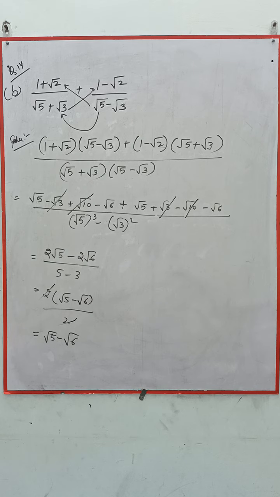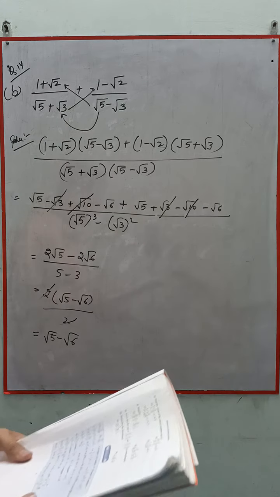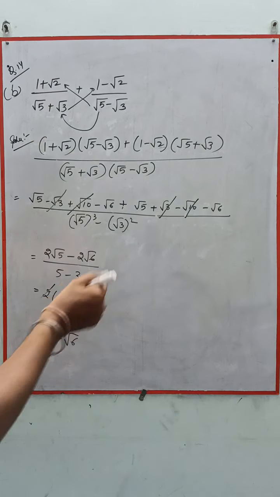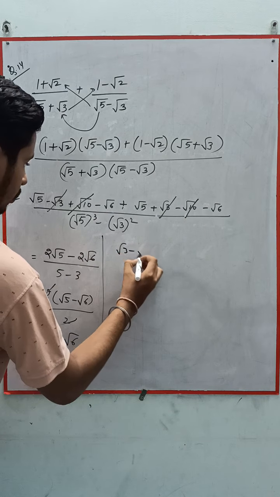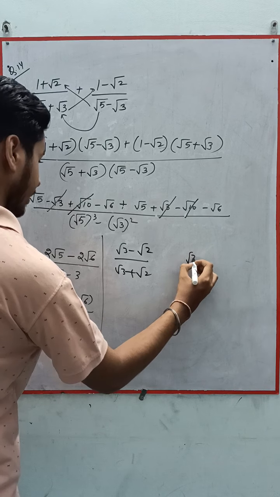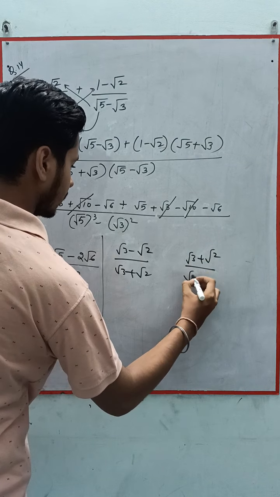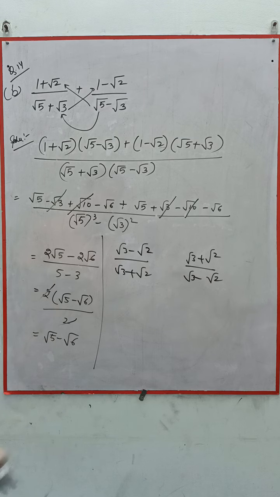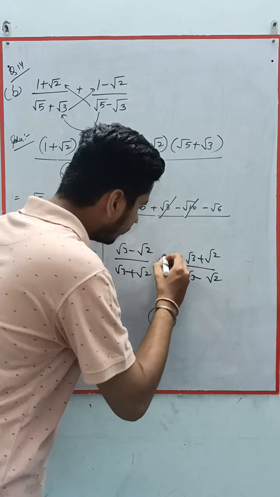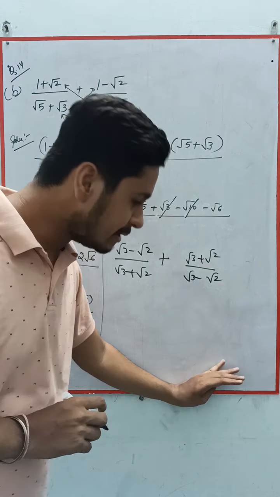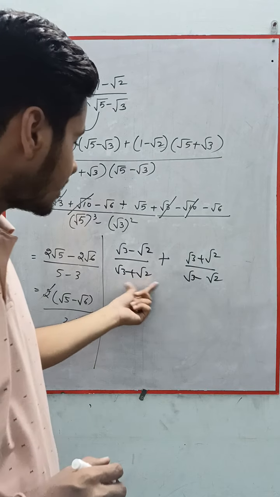Now I'm seeing the 15th question. Prove that the sum of root 3 minus root 2 upon root 3 plus root 2 and root 3 plus root 2 upon root 3 minus root 2 is a rational number. That means we have to prove that the sum of this, after solving, will be a rational number, since this is an irrational number.